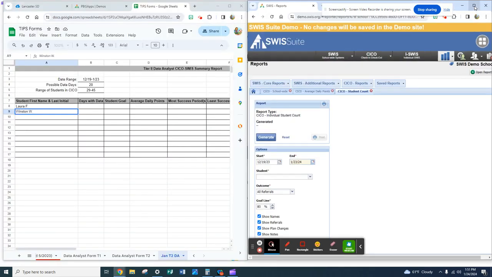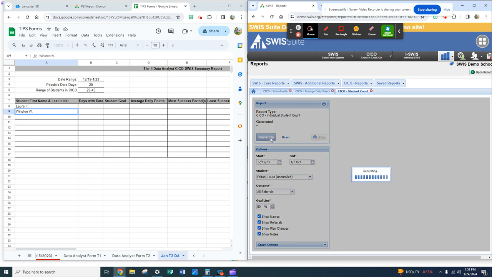And one of my students that I'm looking at is Laura F. So I'm going to type Laura in here. Now it says she's unenrolled. We'll just ignore that just for the purposes of doing this data. We'll pretend she's still in. Let me get this out of the way.